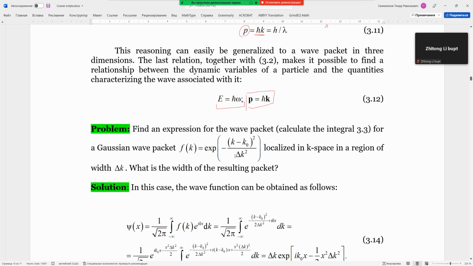So in the next lecture we will analyze the movement of the Gaussian shaped wave packet, and we will derive the equation of the evolution of the wave packet, which we will show is the Schrödinger equation.